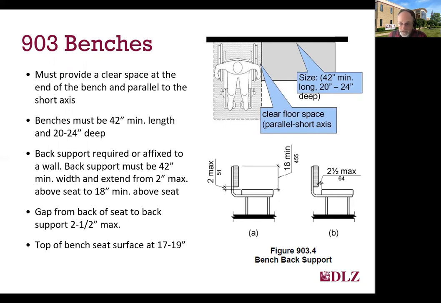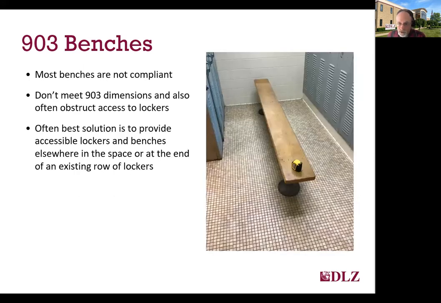And again, the top of the bench seats, just like shower benches and toilet seats, are required to be between 17 and 19 inches high. Quite often we see benches placed between rows of lockers, which clearly don't meet the dimensional requirements for accessible benches. They don't have back support, and it obstructs access to the lockers.